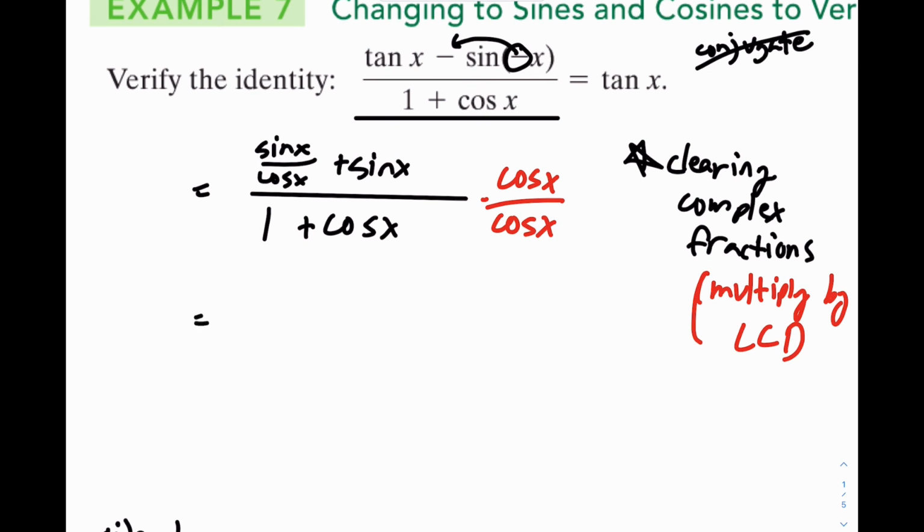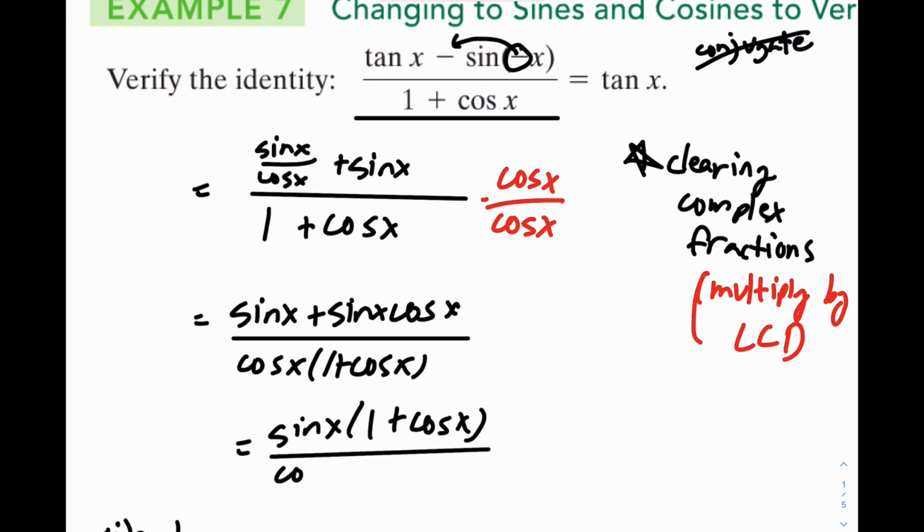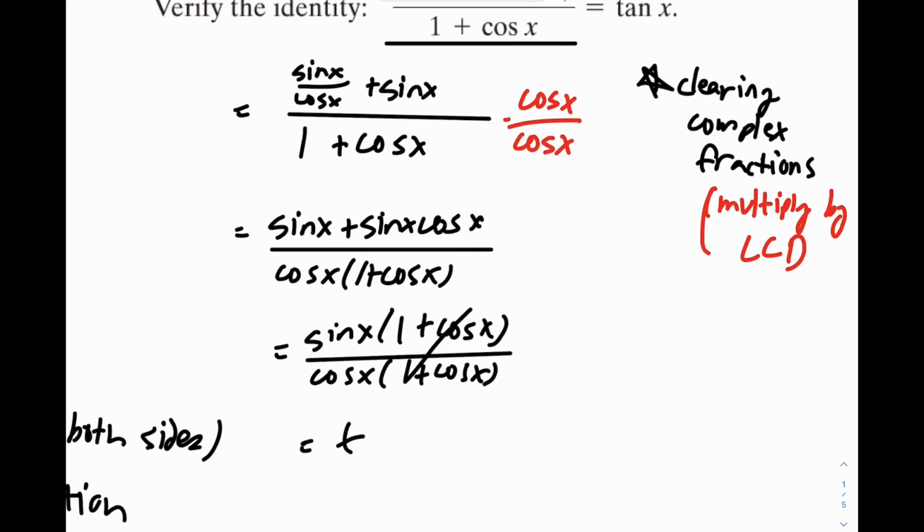So now we're going to multiply that out. That's sine plus sine cosine, all divided by cosine times 1 plus cosine. The top I can see is factorable, and now we're kind of seeing it come together. This cancels. Sine over cosine is in fact tan. And we're done.